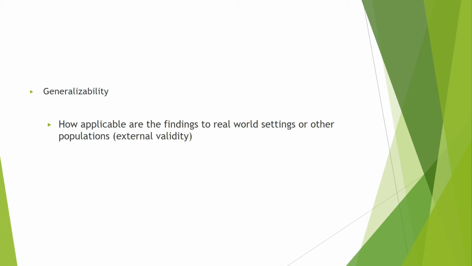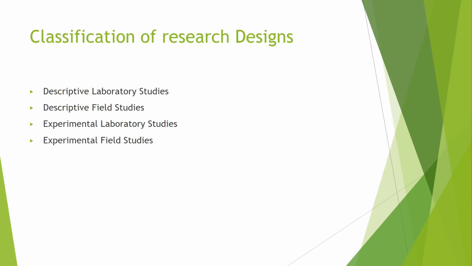These are the principles of external validity. How well can the findings be generalized to real-world settings or other populations? I'm going to go quickly through a classification of research designs that I encourage you to look into outside of the scope of this presentation. They are descriptive laboratory studies, descriptive field studies, experimental laboratory studies, and experimental field studies. Now, all of these basically have their own internal validity issues and external validity issues.